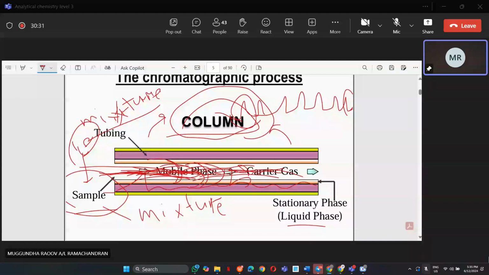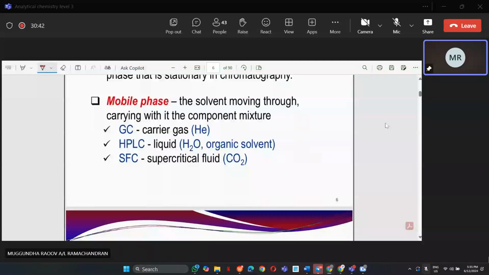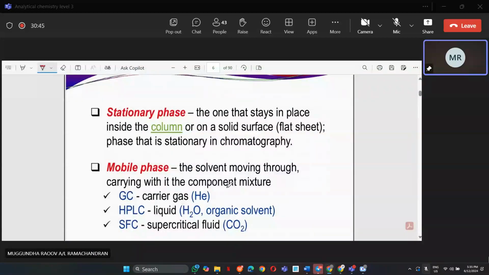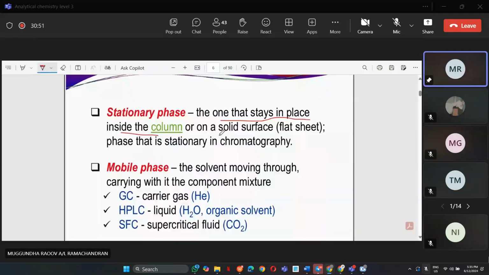Okay, this is the chromatography process. Now, class, let's move to the definitions. The stationary phase, as I explained before, is the one that stays inside the column or on a solid surface. That is what we call the stationary phase. It's a flat sheet, class. The mobile phase is a solvent moving through the column. It's like a carrier. Usually in GC, the mobile phase will be helium gas. In HPLC, it can be liquid, either water or organic solvents.